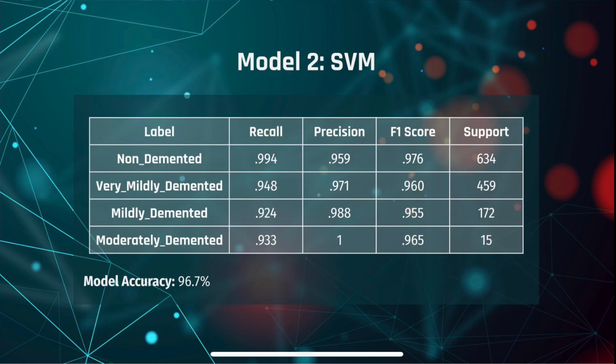This model produced really good results, with a model accuracy of 96.7%. We're trying to find Alzheimer's early in the process before it gets too deep, so we really like to focus on the non-demented and very mildly demented and see how we did there. Both of those have really good recall, precision, and F1 scores, so we're very happy about how this model performed.